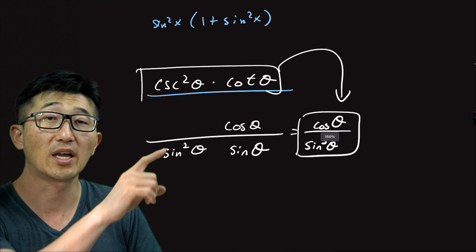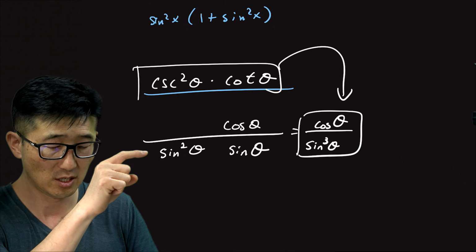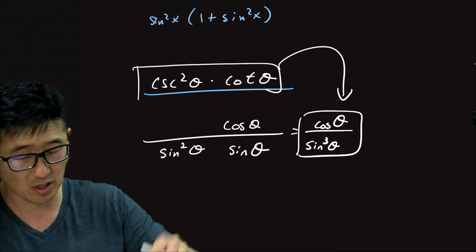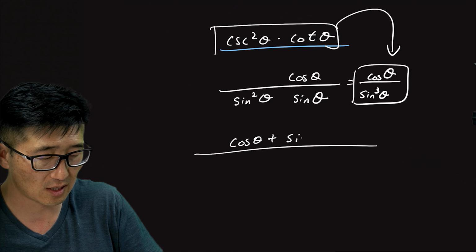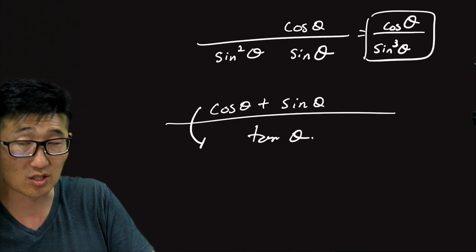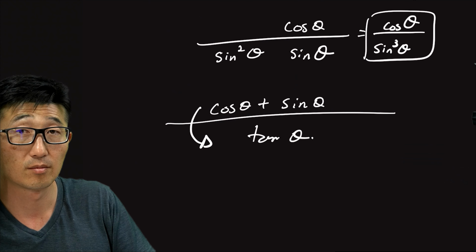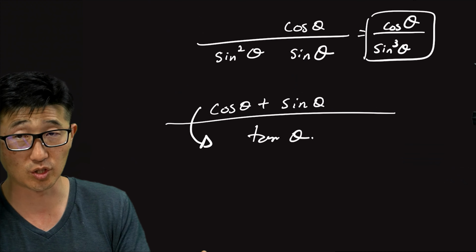Keep this in mind. You cannot move identities up and down the fraction bar if there's a plus sign in between. Like if you had cosine theta plus sine theta over tangent theta, you cannot bring this to the bottom. You can only do that when numbers are all being multiplied to each other.